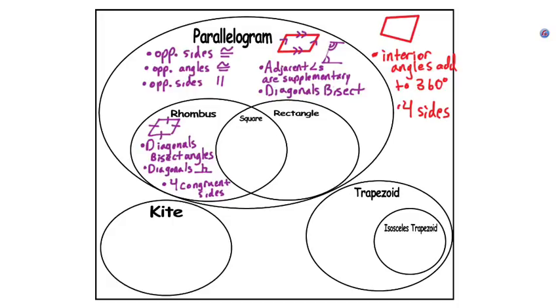All right, and then we have our rectangle, which is really just a parallelogram that has 4 congruent angles. And then we'll see that the diagonals here are congruent.